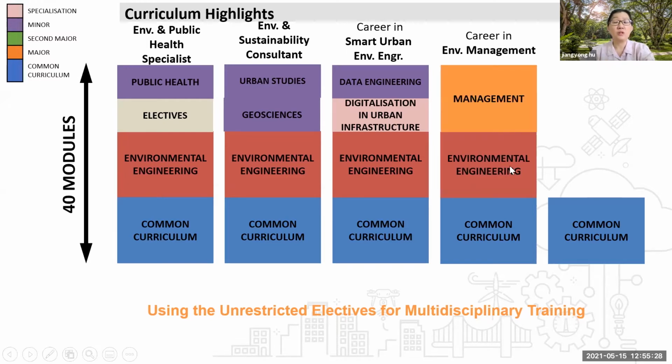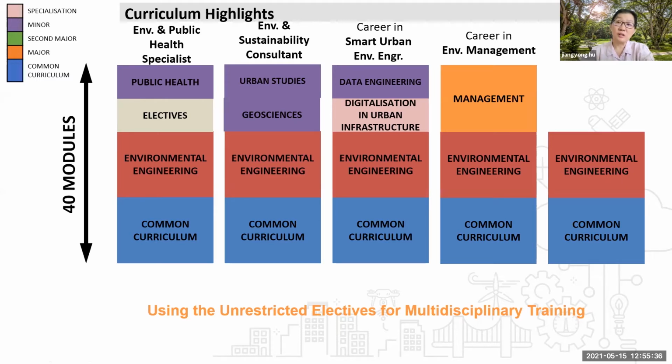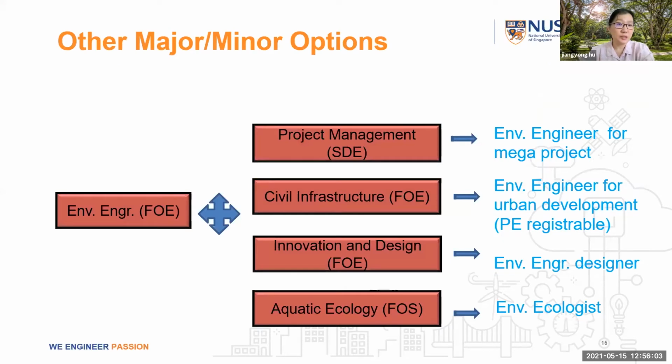Other options will be environmental engineering major plus management as a second major, so you are going to work in the environmental management field. Another option is environmental engineering major plus economics as your minor, so you can work in the environmental-related business field. So this gives you some examples of how you can make use of your 10 UEMs and build your future career directions. It can be a major, 1 minor, or even 2 minors. Of course, there are other options as well. What I just showed are a few examples which are pretty popular among our existing students.